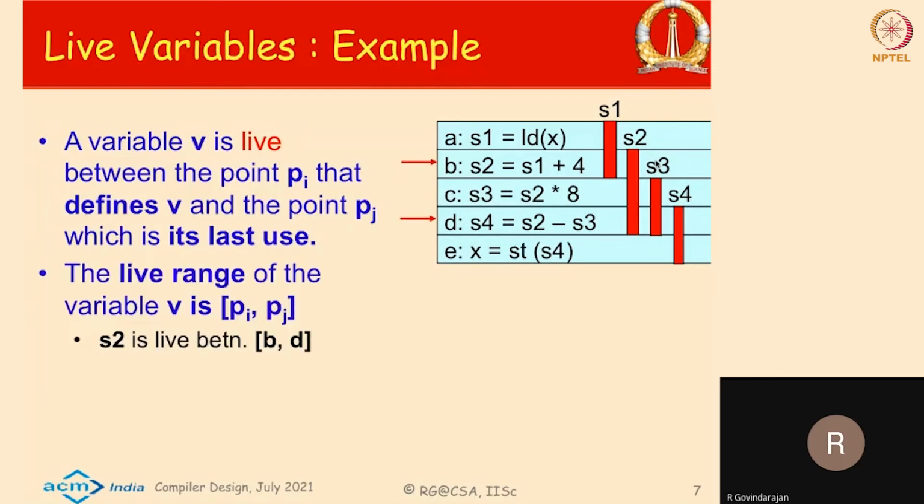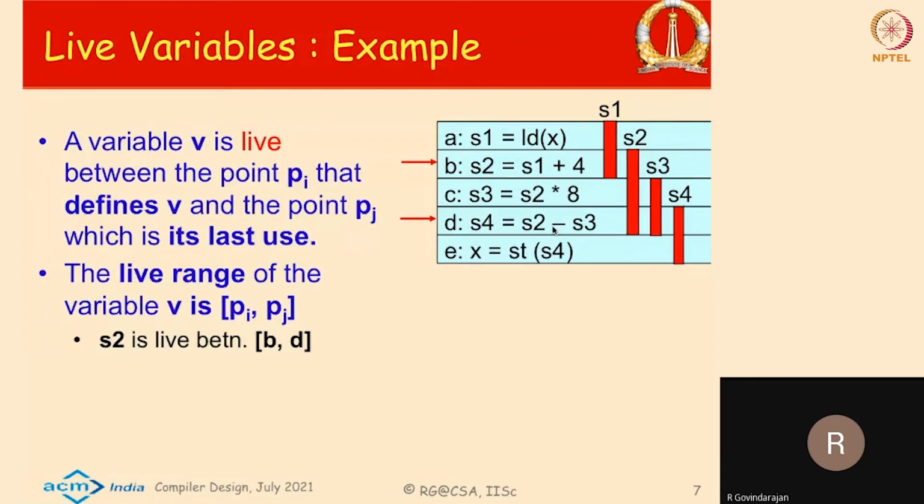So just to say here, the live range of the variable V is from the place where it is defined till its last use. For example, if I take the variable S2, it is defined in instruction B, it is used in instruction C, but its last use is in instruction D, right? Instruction E does not use S2, therefore its live range starts from B and ends in D, right?